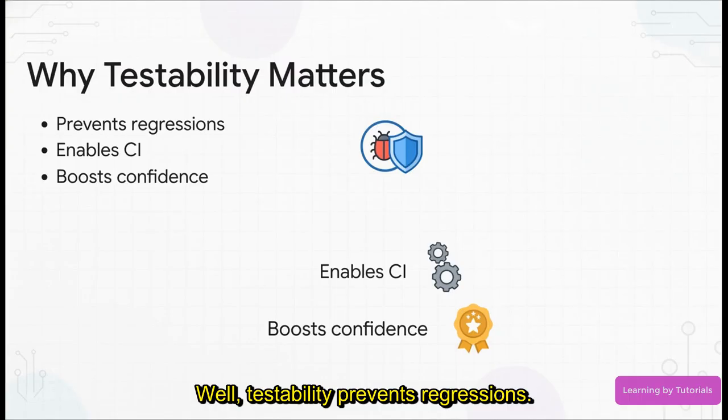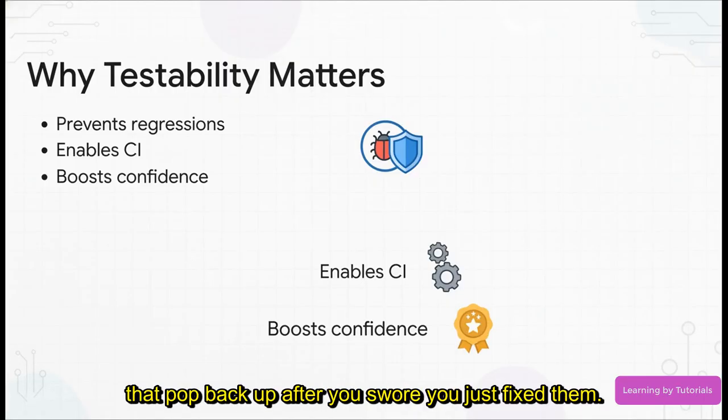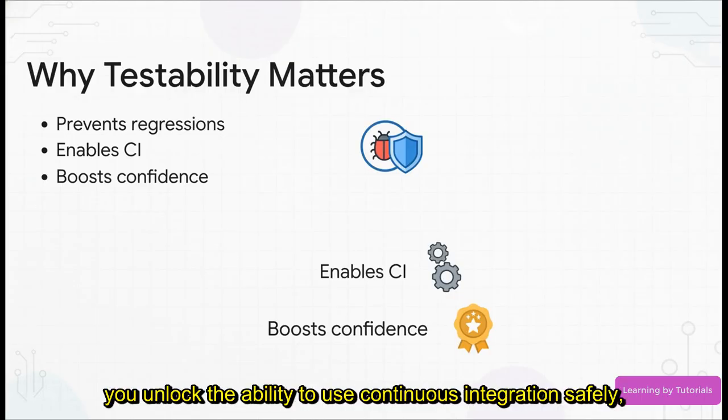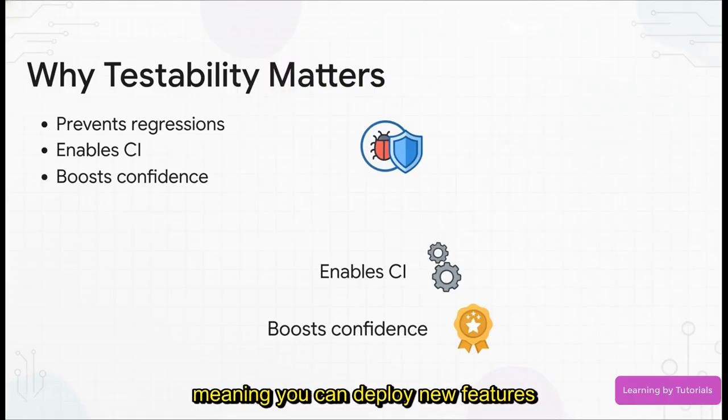Well, testability prevents regressions. You know, those incredibly annoying bugs that pop back up after you swore you just fixed them. When your system is truly testable, you unlock the ability to use continuous integration safely, meaning you can deploy new features with total, absolute confidence that you haven't broken the old ones.